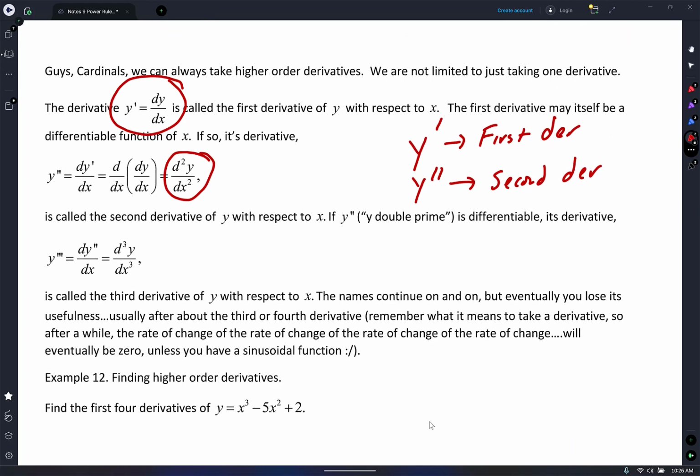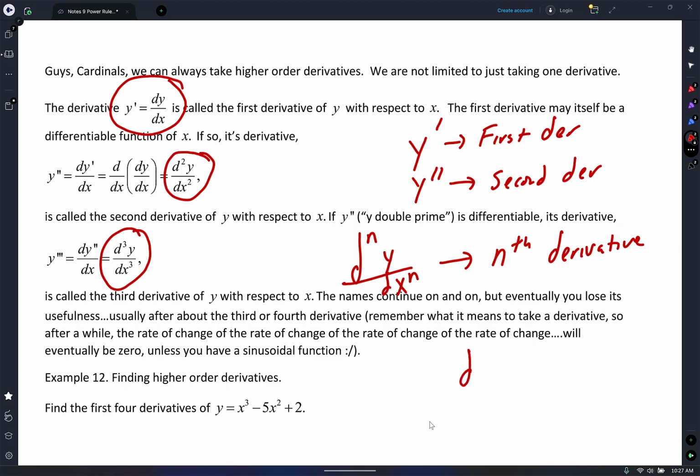All right. Here we go. You guys ready? So this is the third derivative. Relax. So here's how you say any nth derivative. d to the n of y over dx to the nth power. That means nth derivative. So if you want the fifth derivative, you would write it like this: d5 y over dx to the fifth. That means fifth derivative.